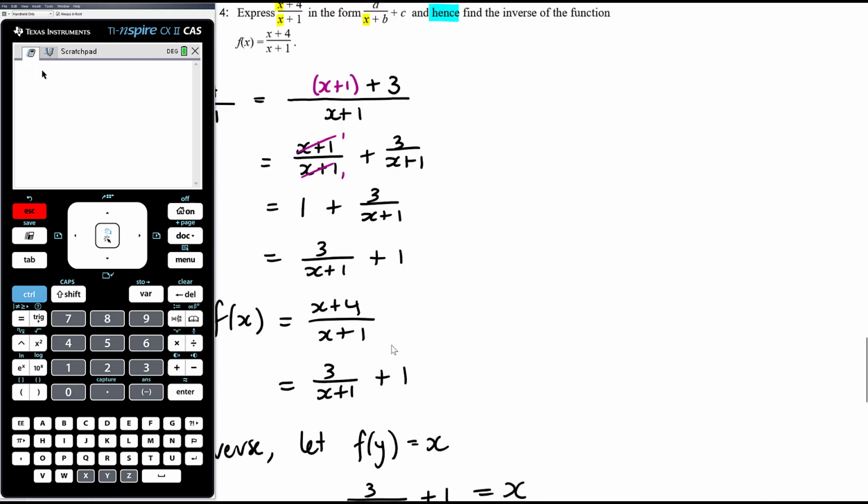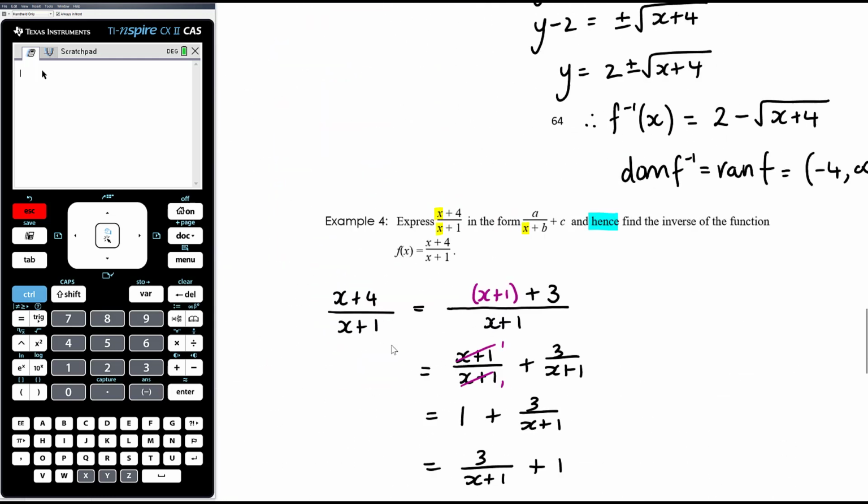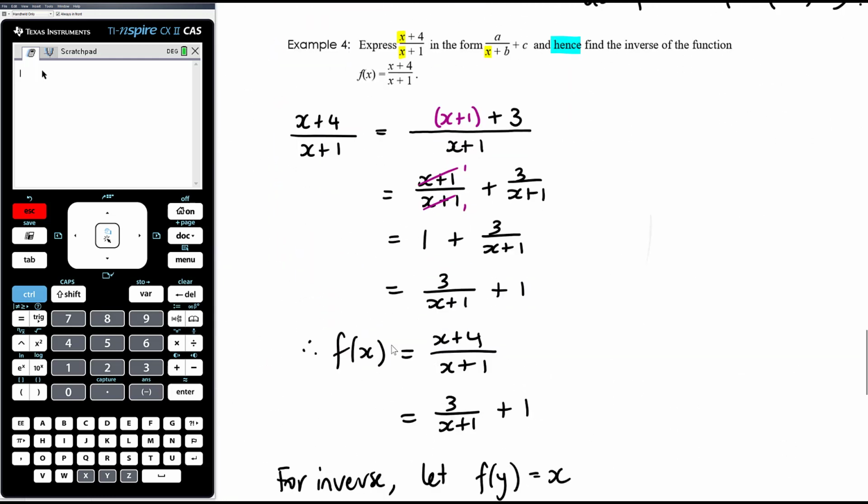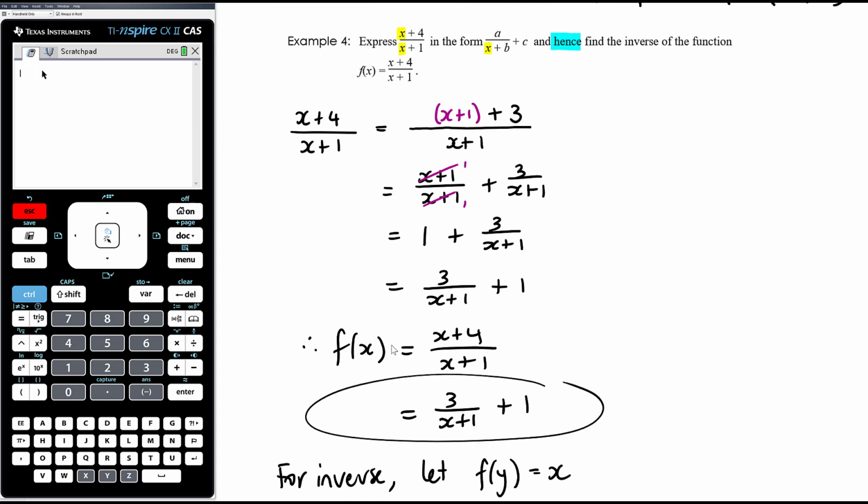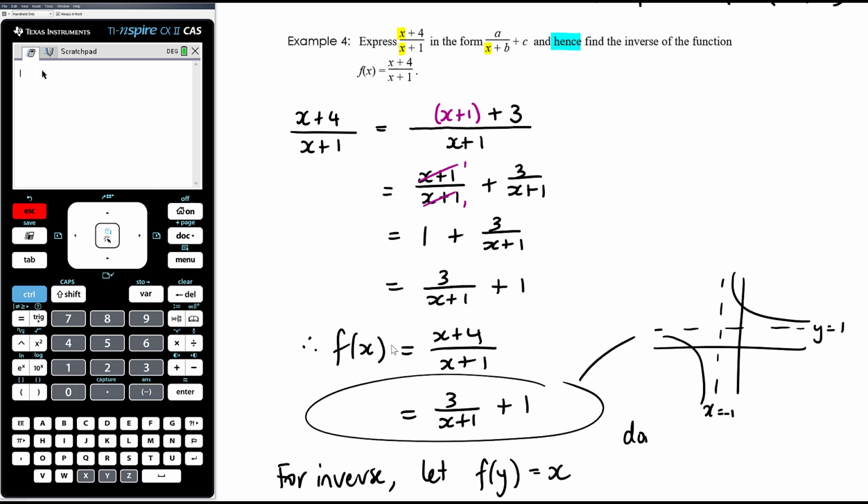Let's think about domain, let's think about the original function. So we didn't have any restrictions here at all. So our original function was this, which is a hyperbola translated left by 1 and up by 1. So it would have been x equals negative 1, and y equals 1. I would have done something like that. So the domain of f would have been all real numbers except for negative 1. And the range of f would be all real numbers except for positive 1.